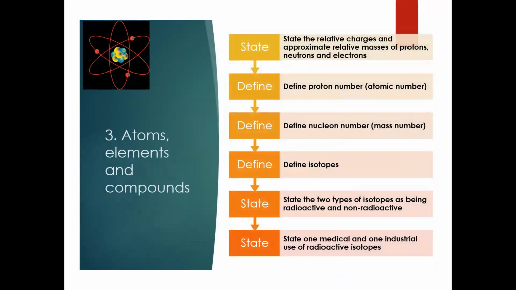Atoms, elements, and compounds. State the relative charges and approximate relative masses of protons, neutrons, and electrons. Define proton number, define nucleon number, define isotopes. State the two types of isotopes as being radioactive and non-radioactive. State one medical and one industrial use of radioactive isotopes.